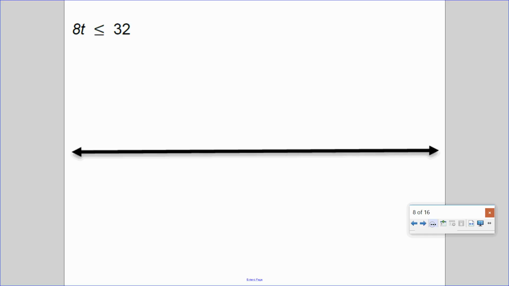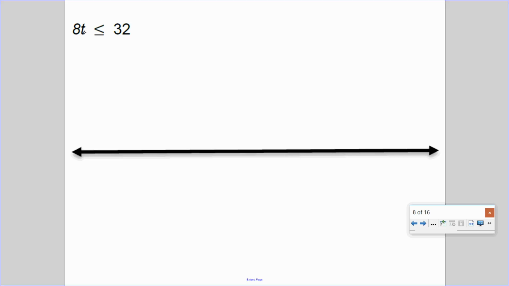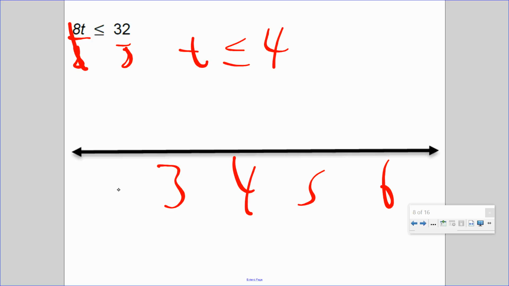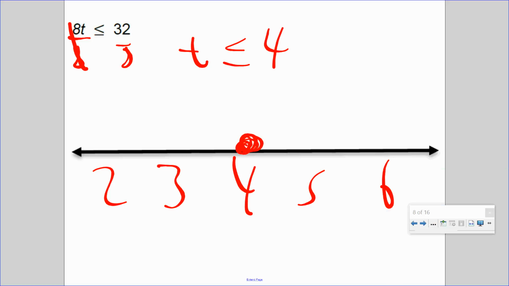So next one. 8t is less than or equal to 32. I need to isolate t by doing the inverse of multiplication with division. Division, because I'm getting rid of 8. That canceled. T is less than or equal to 4. So 4, 5, 6, 3, 2. It can be equal to 4, so closed dot. But it has to be less than 4. So it goes this way.